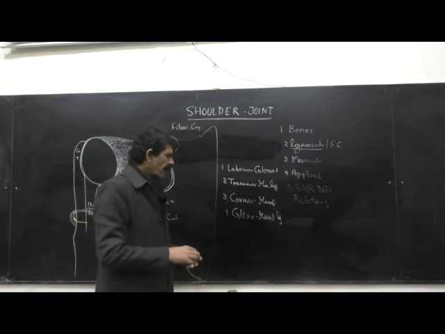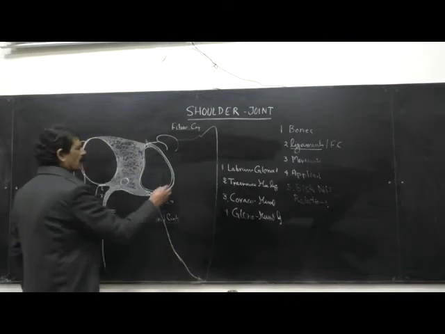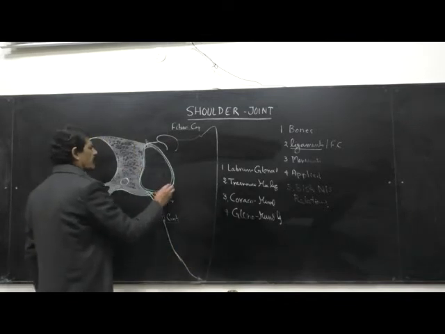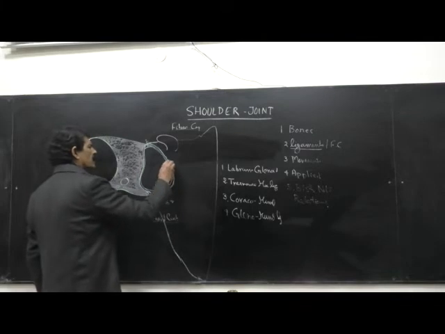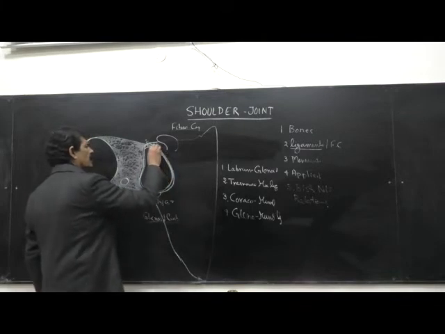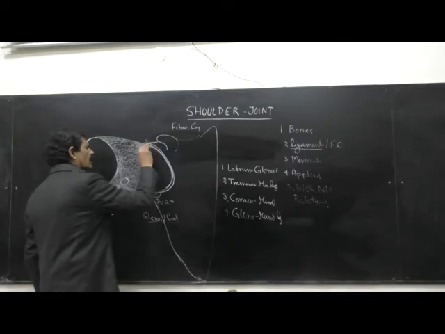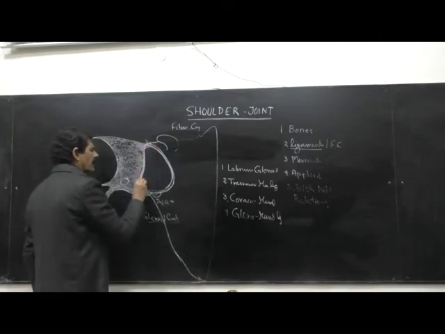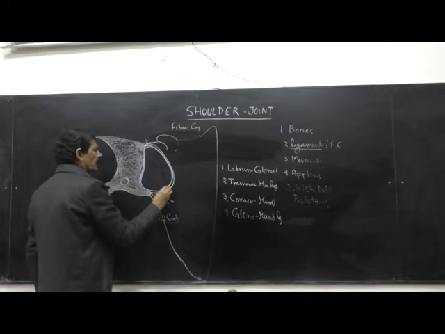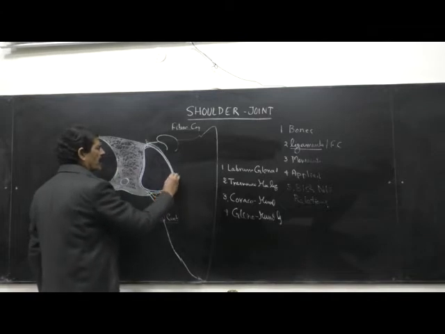And this labrum glenoidale is attached to the entire circumference of the bony rim of the glenoid cavity and is made up of fibrocartilage.